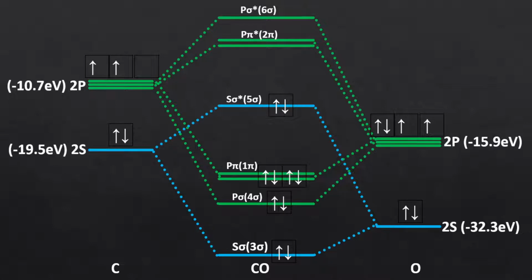Both 4 sigma and 1 pi orbitals are closer in energy to the oxygen atomic orbital, while the 6 sigma and 2 pi orbitals are closer in energy to the carbon atomic orbitals. Thus, bonding molecular orbitals 4 sigma and 1 pi are mainly derived from the contribution of 2p4 electrons from oxygen, while the antibonding molecular orbitals 6 sigma and 2 pi are mainly derived from the carbon atom. The highest occupied molecular orbital HOMO is 5 sigma, whereas the lowest unoccupied molecular orbital LUMO is 2 pi.